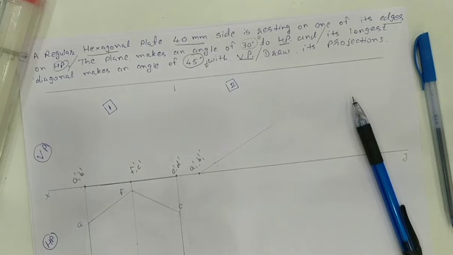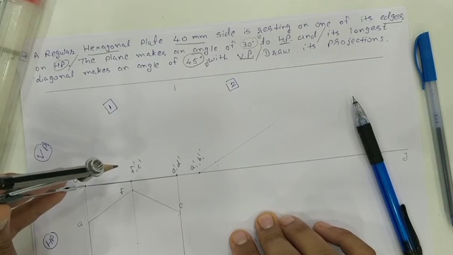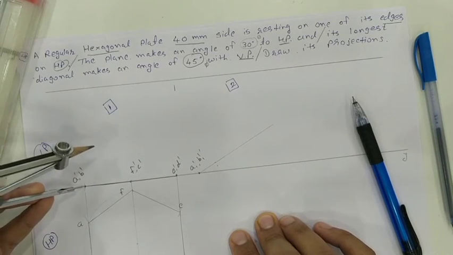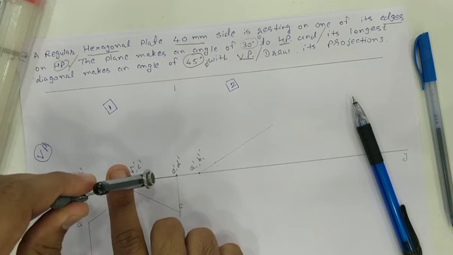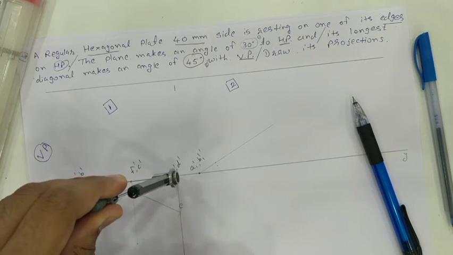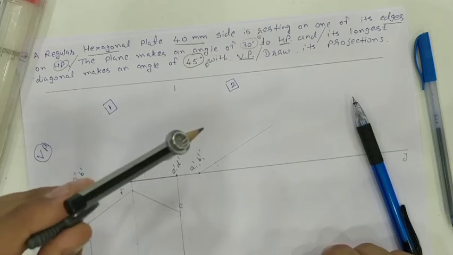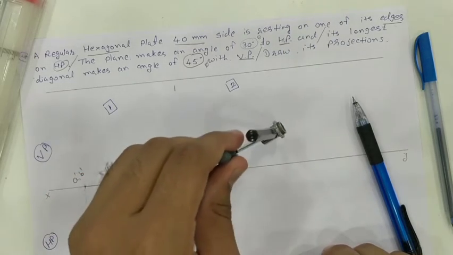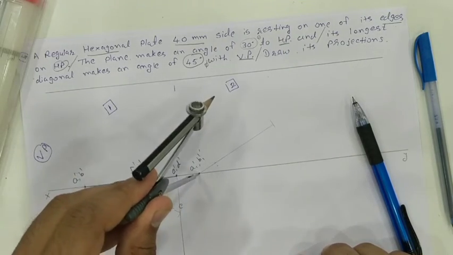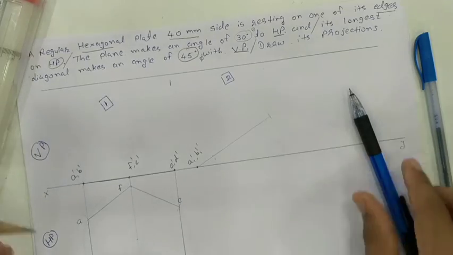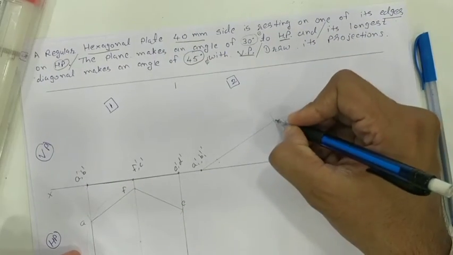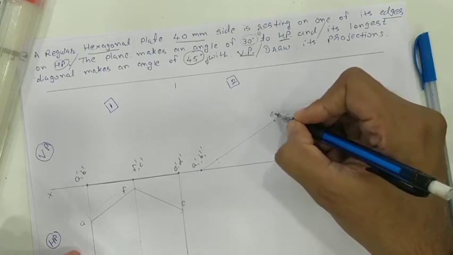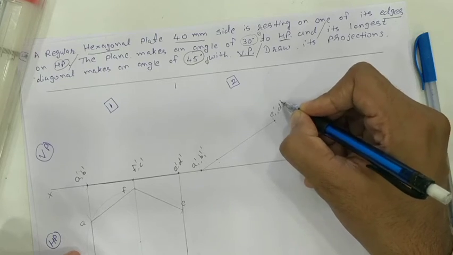I will come to my rounder, place my rounder center point on A dash B dash, and measure the distance up to E dash and D dash. So again I will get my true length. Okay, so again I will go after that. This is my E1 dash and D1 dash.